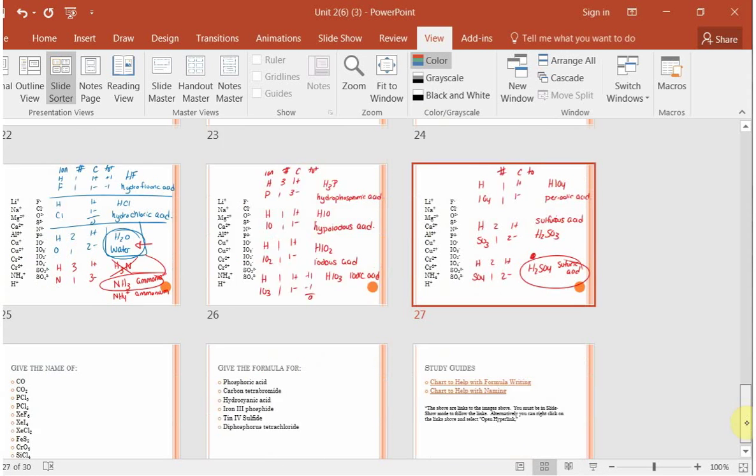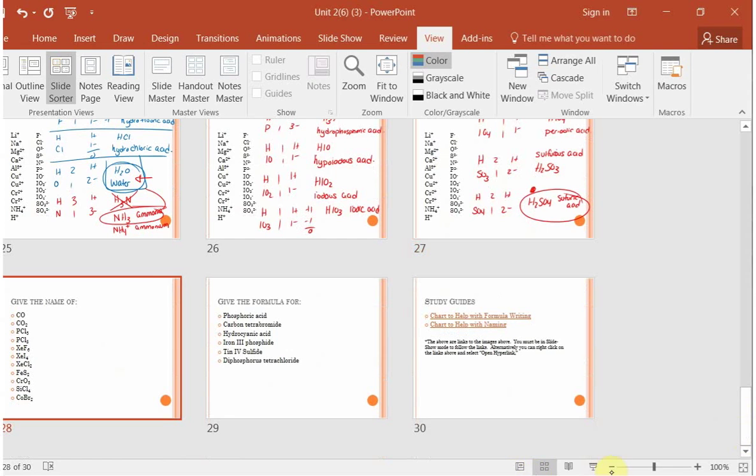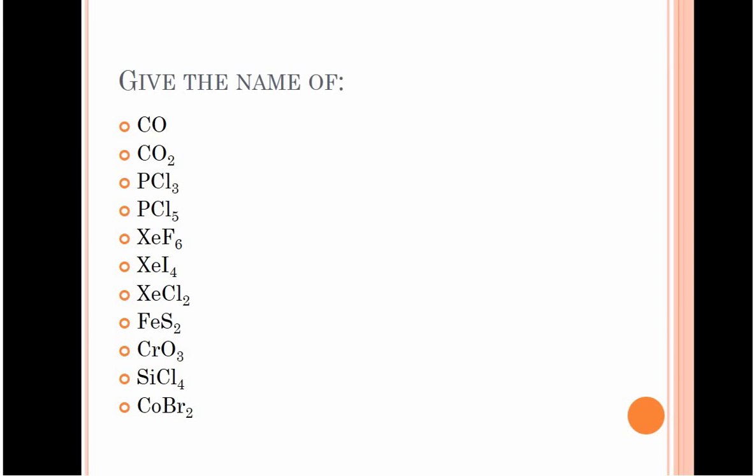Now, oh, look at that. That was already on there. All right, so the names for these. CO, this is two nonmetals, so we're going to use prefixes here. We don't have to use prefix of one on the first one. So this is carbon monoxide.